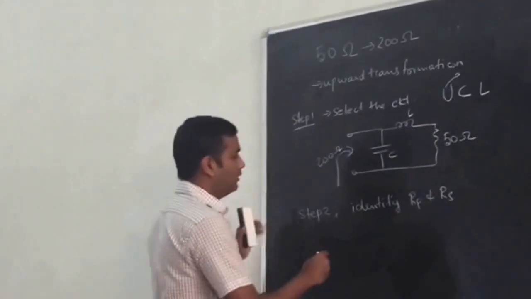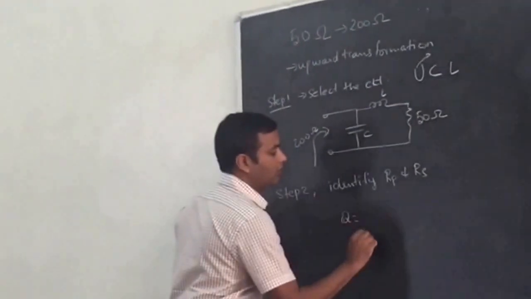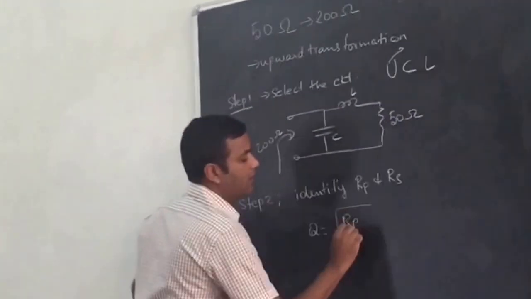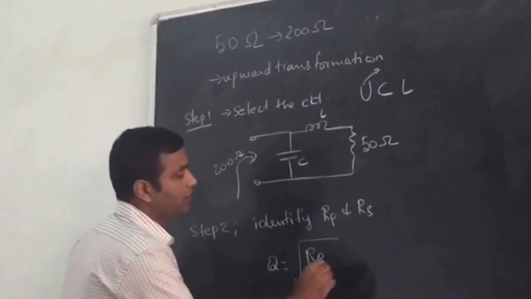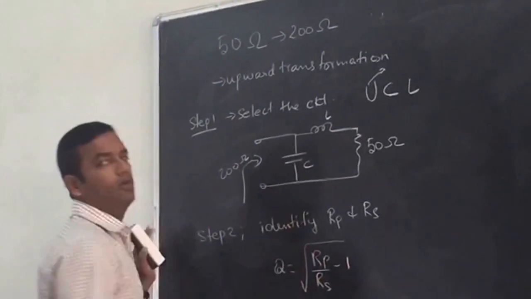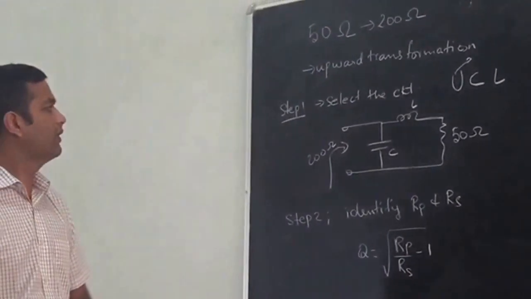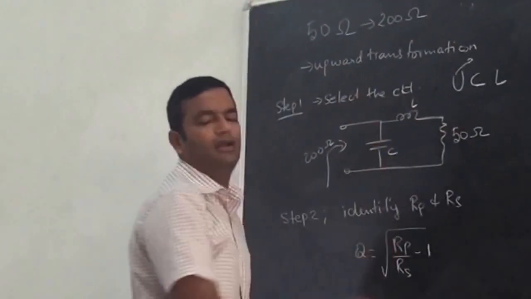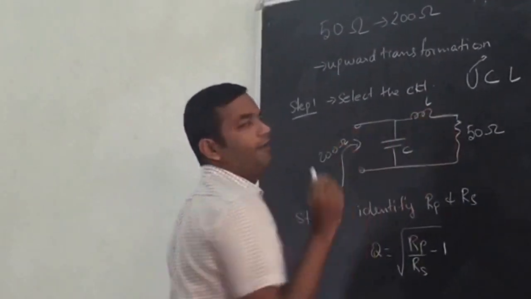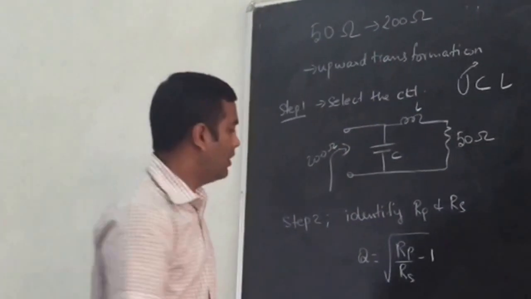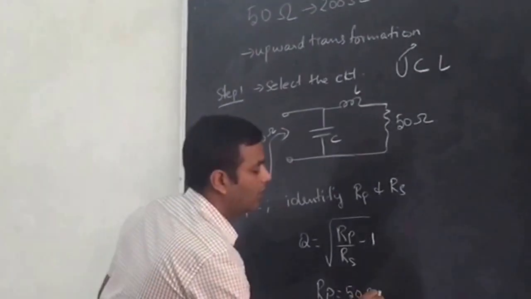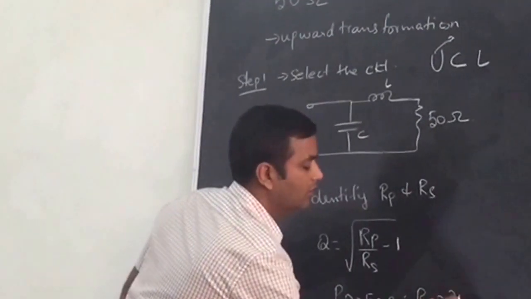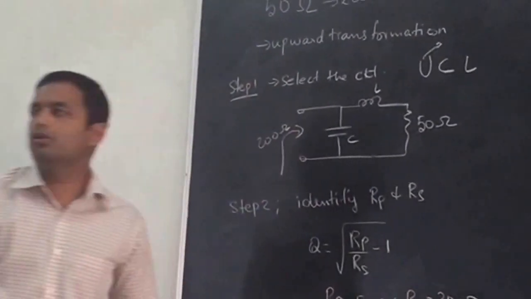We have identified Q is equal to root of RP by RS minus 1. Am I right? Yes or no? Just look at the circuit. Are these two in series or in parallel? Series. You just look at it and you will find out. So what is RP? 50 ohms. And what is RS? 200 ohms.